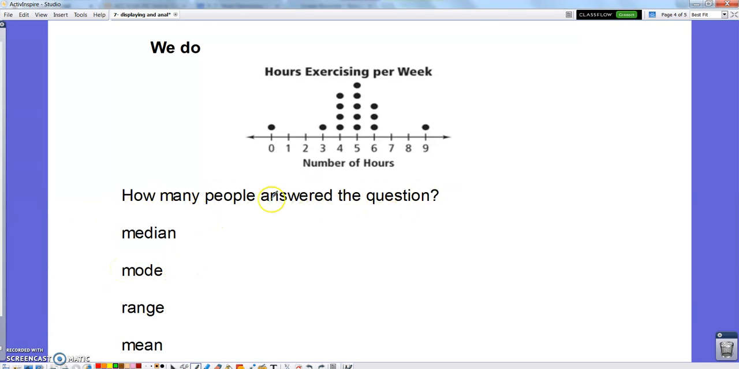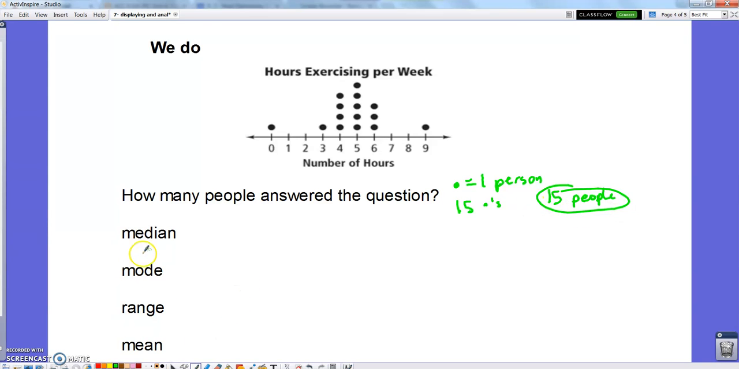All right, just in case it's not obvious, for the number of people that answered the question, each dot equals 1 person, if you're not as familiar with line plots. So in this case, there's 1, 2, 3, 4, 5, 6, 7, 8, 9, 10, 11, 12, 13, 14, 15. So there are 15 dots, so there are 15 people. That's one question you often get asked: how many people participated.